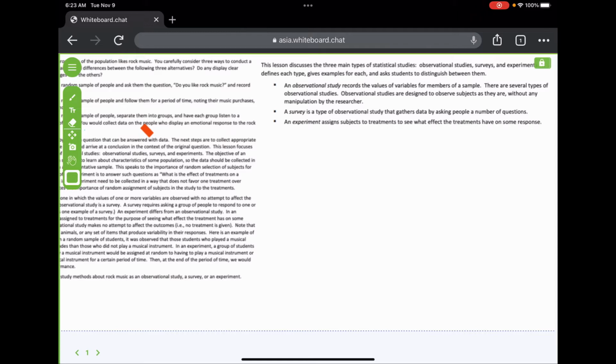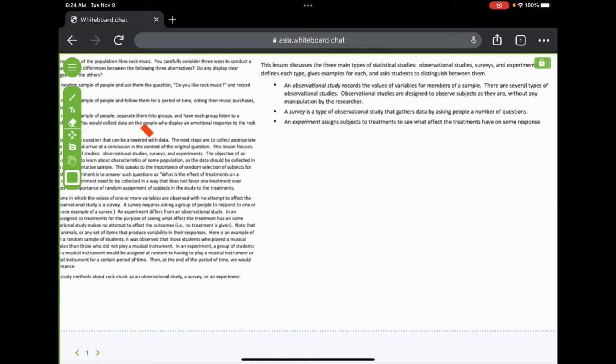So an observational study records the values of variables for members of a sample. There are several types of observational studies. Observational studies are designed to observe subjects as they are, without any manipulation by the researcher. And that's the main point within an observation, you're not doing any type of manipulation.